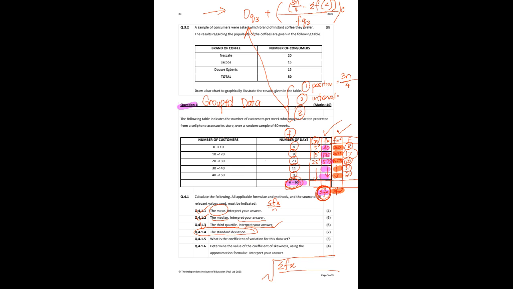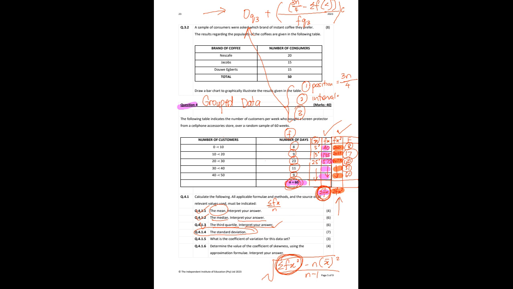So this is the formula for it. It's the root of the sum of fx squared minus n times your mean squared, over n minus 1. This sum of fx squared was already done here, so you actually just need to pull that value from the table once you've calculated it. And you already know it's here.